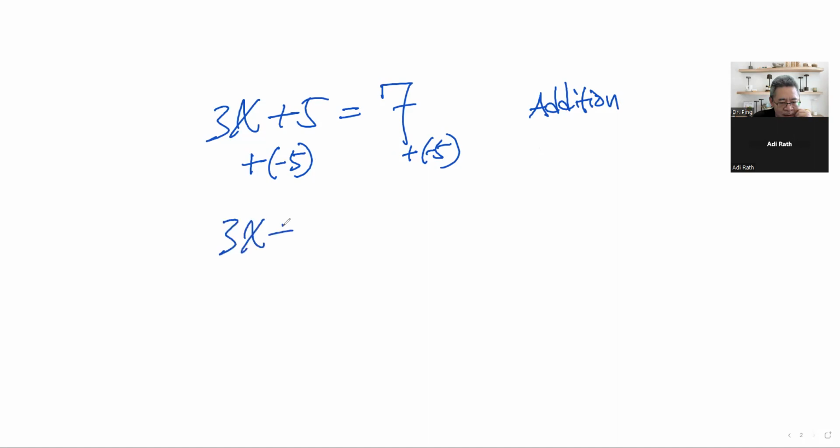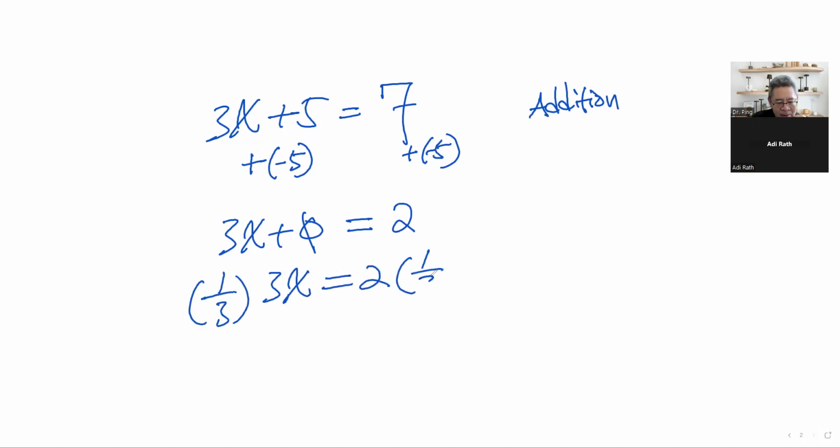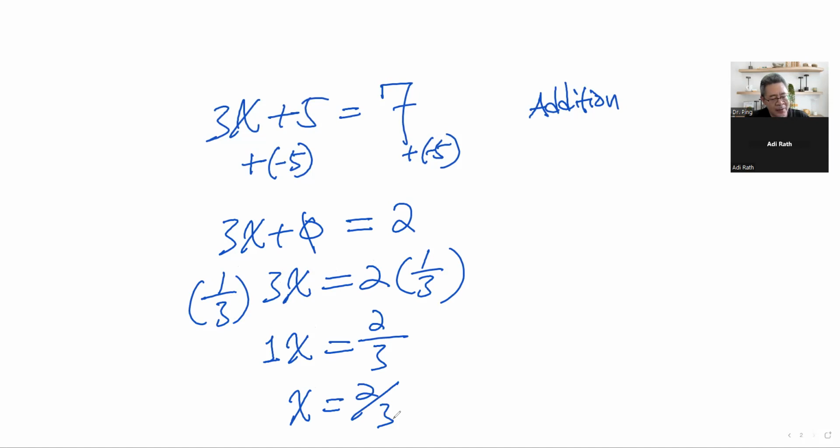So we got 3x plus 0 equals 2. Then 3x plus 0 gives 3x, and that's the identity property. Then we multiply by the reciprocal of 3. A number times its reciprocal is 1. That's the inverse property. Then we got 2/3, and 1 times x we know is x. That's the identity property. So as long as we use those properties, we can get the right answer. Good?